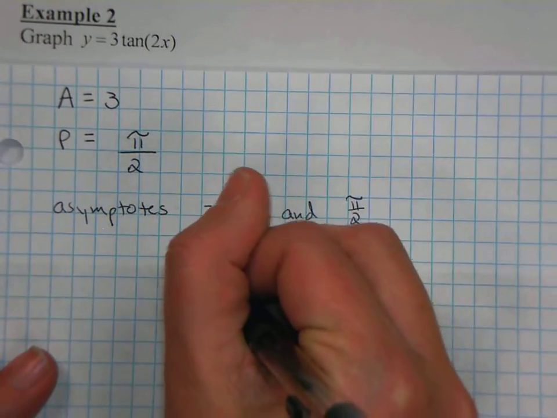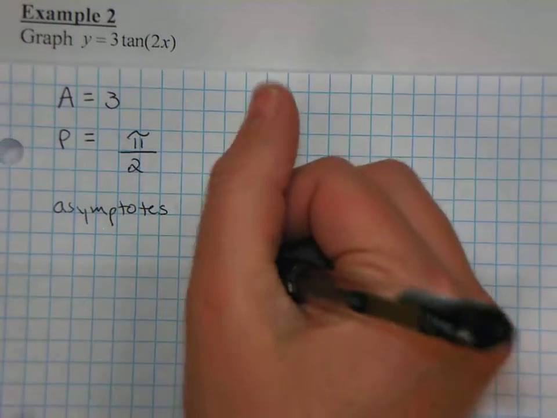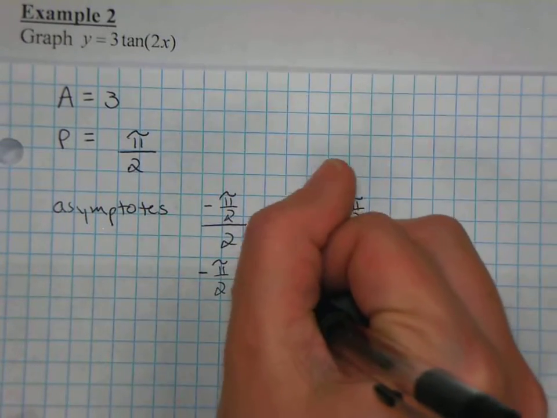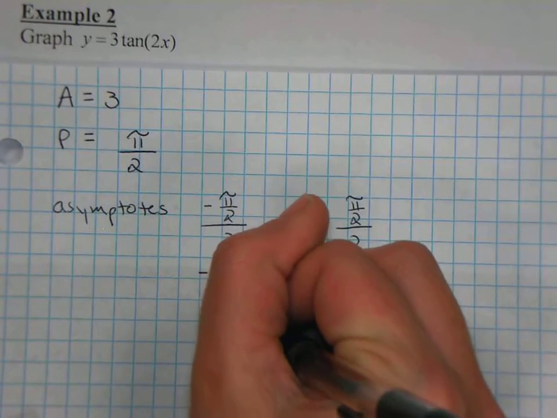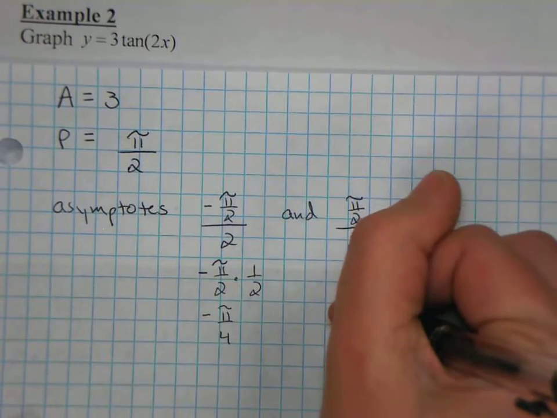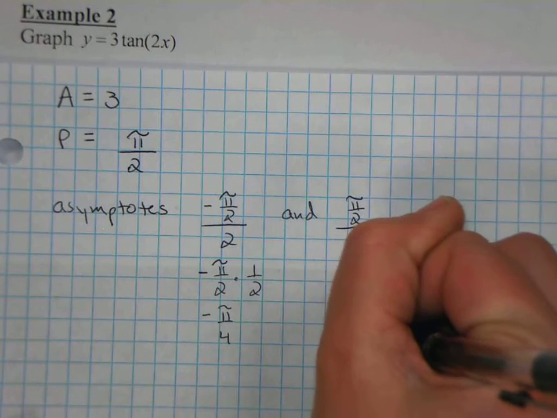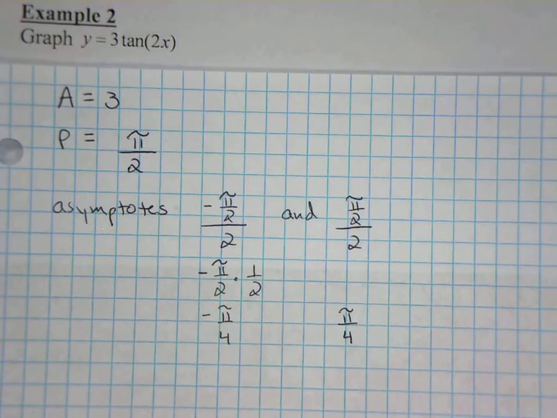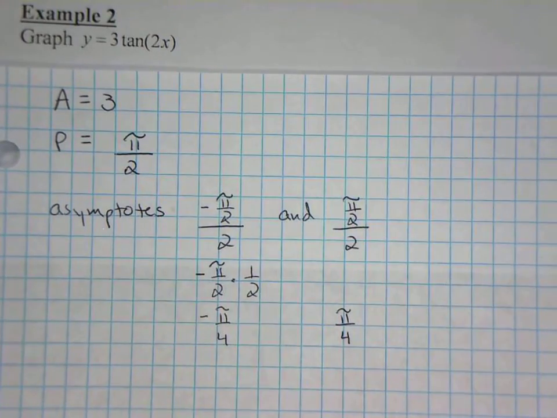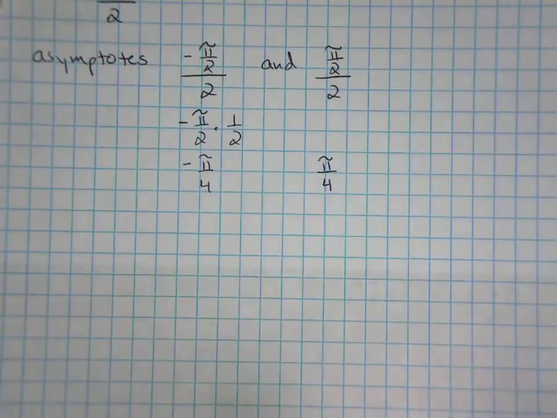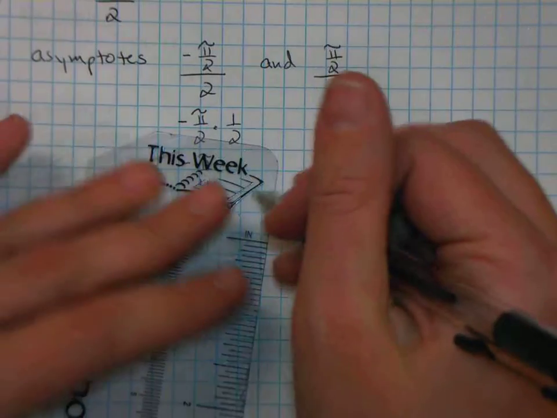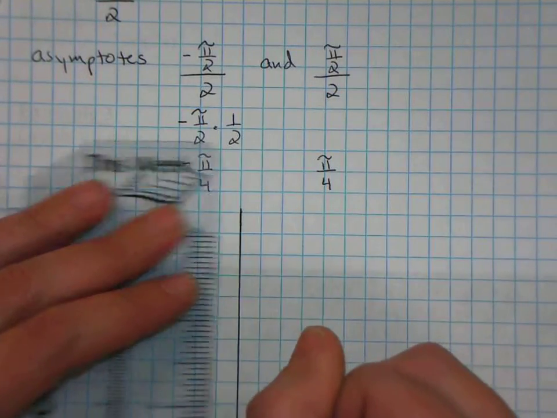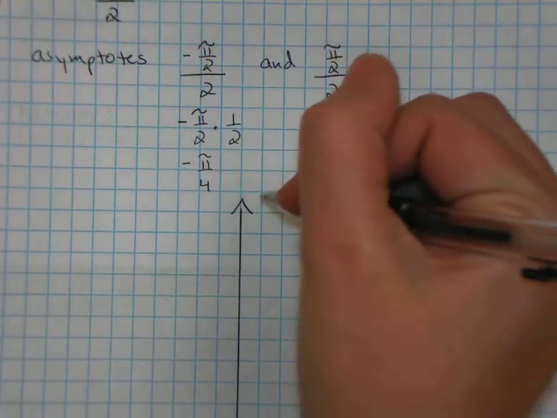Which would be negative pi over 2 times 1 over 2, or negative pi over 4. And this would be positive pi over 4. So I'm going to go ahead and get my graph started by counting by pi over 4s on my axis. Instead of counting by pi over 2 this time, I am going to count by pi over 4, so it's easy to locate my asymptotes.